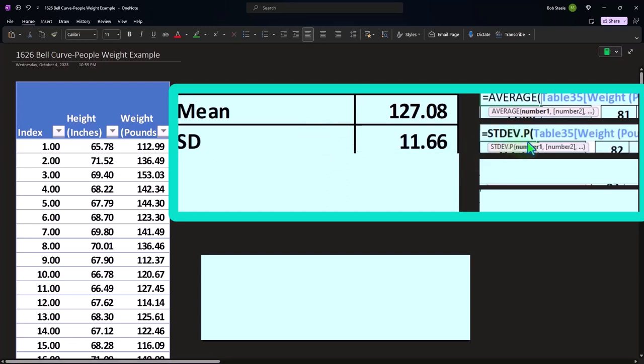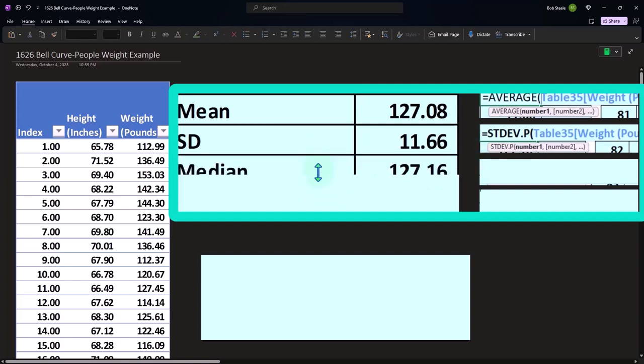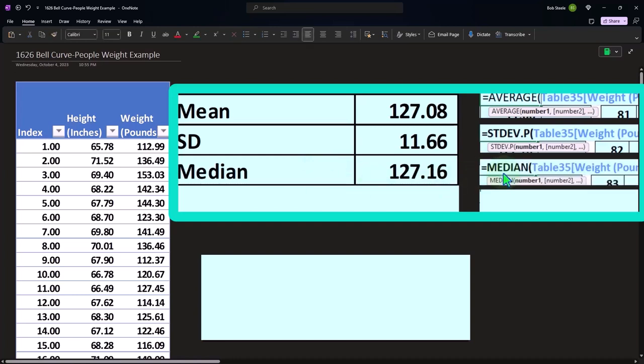Standard deviation for the population in this case is just going to be all of the weights. And that gives us 11.66, a measure of the spread of the data. The median, which is the one in the middle, is calculated with this formula. If we were to sort the data from bottom to top, it would be the one in the middle, which is about 127 pounds.